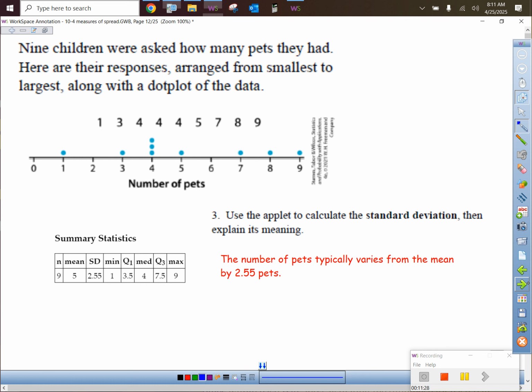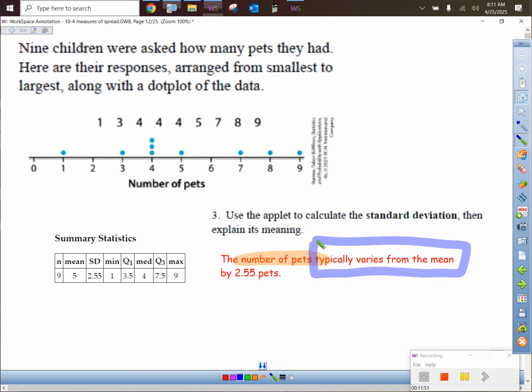Yes, of course, we know you can't have decimal amounts of pets. It's just numerical data, right? So it's just one of those things. But whatever you're talking about, this one was talking about number of pets. Here's the magic phrase: typically varies from the mean by whatever the number is. That's the standard deviation, which is still kind of hard to understand until we take it back to this.